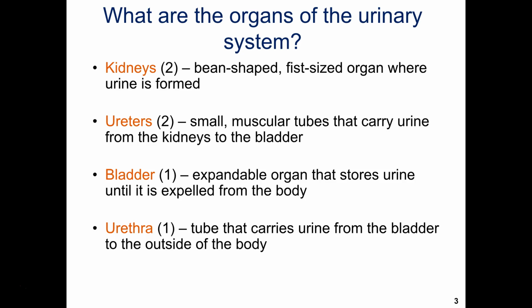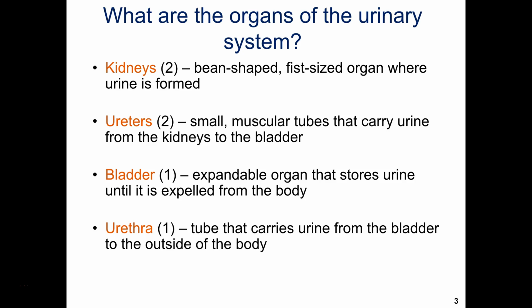So what are the organs of the urinary system? First and foremost, you have two kidneys. They sort of are on either side of your spine underneath a thin tissue layer that makes them actually pretty hard to find if you're doing a dissection.